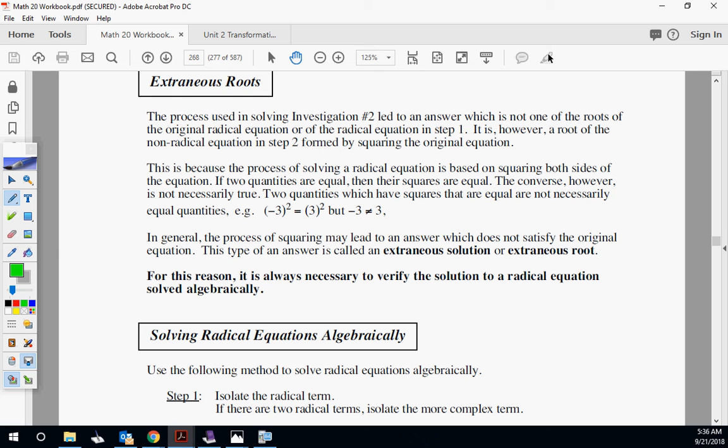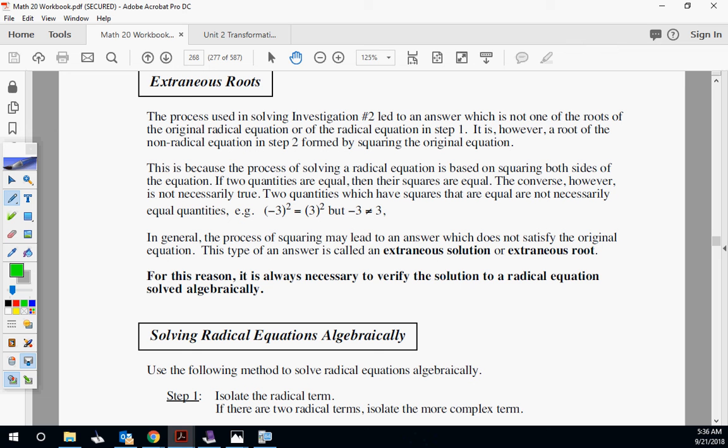This is because the process of solving a radical equation is based on squaring both sides of the equation. If two quantities are equal, then their squares are equal. The converse, however, is not necessarily true. Two quantities whose squares are equal are not necessarily equal. So negative 3 squared equals 3 squared, but negative 3 doesn't equal 3. So when you're going backwards and solving, you may get a 3 and a negative 3, but they're not equivalent, so it's not going to equal the value you're given, perhaps. This type of answer is called an extraneous solution or extraneous root.